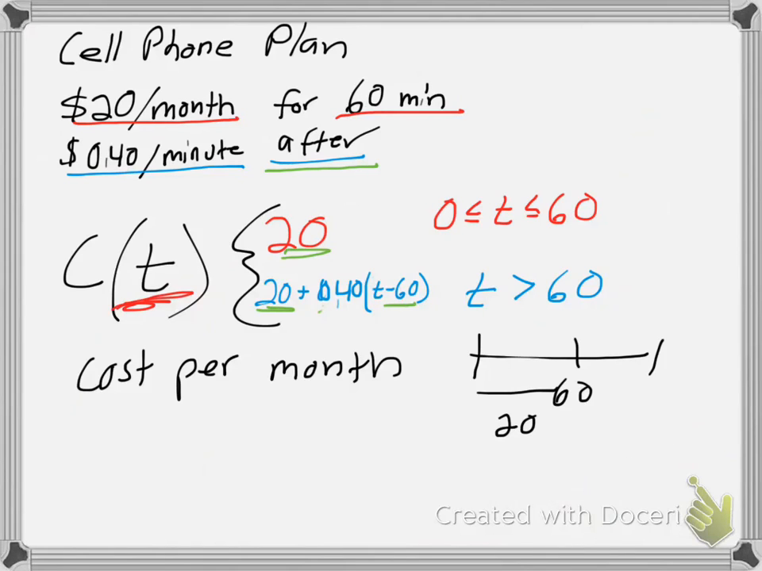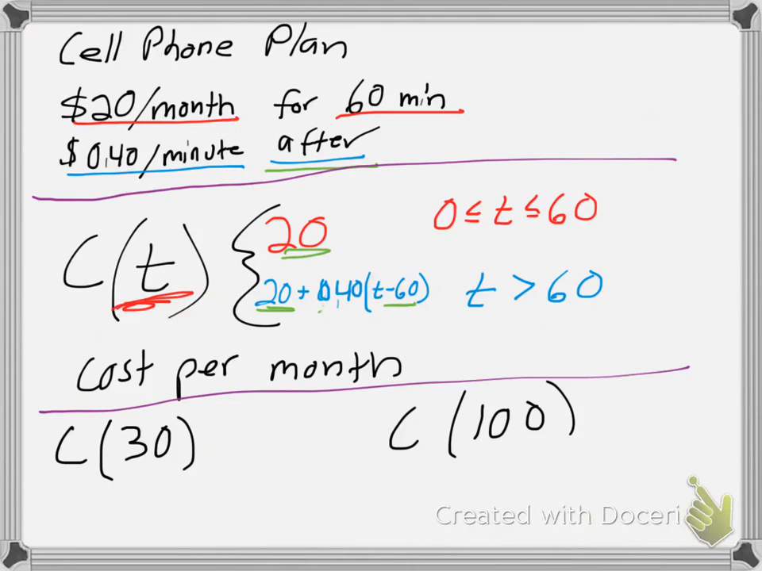Okay? So now we want to try to figure out how we can use this piecewise function to solve problems. So let's look at two examples, C of 30 and C of 100. C of 30 is actually really easy. Since 30 is between 0 and 60, that means that this is going to satisfy this condition between 0 and 60. So the answer is just 20.